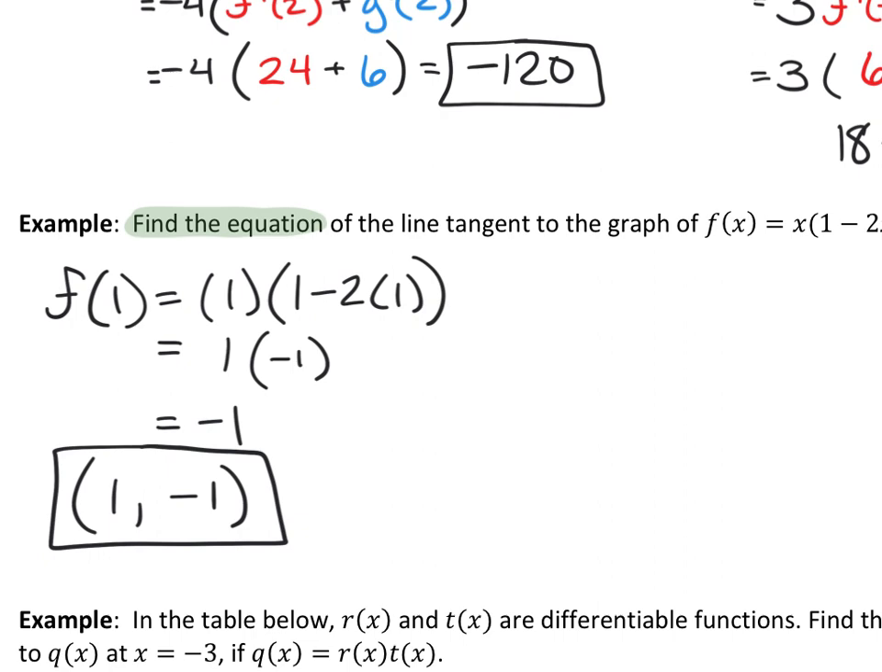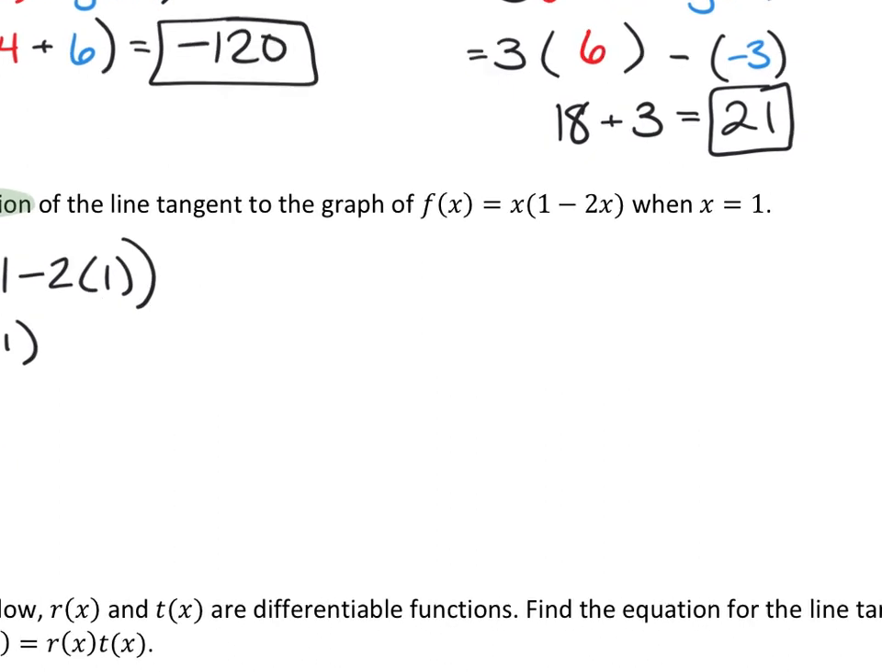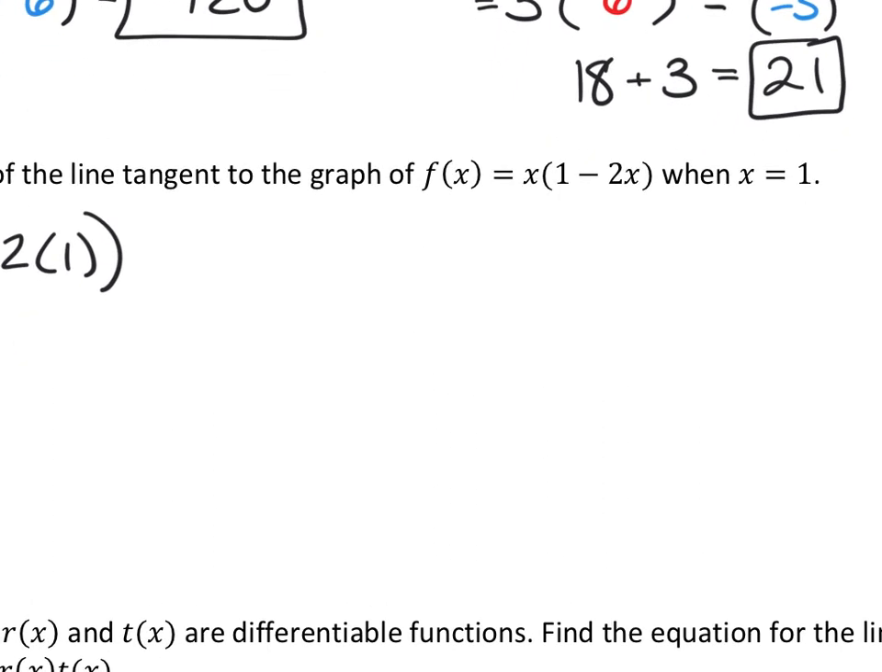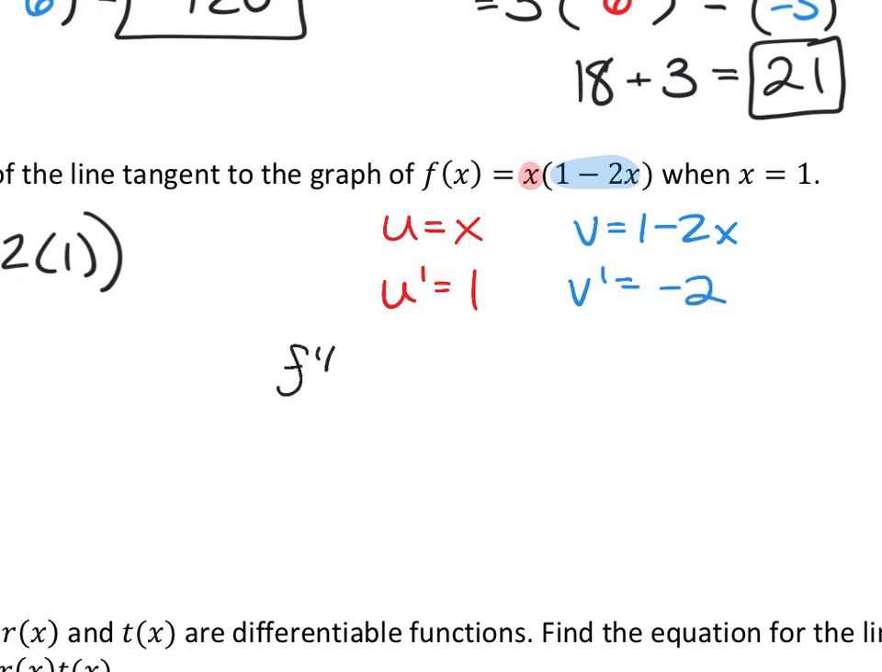When we go to find the slope, however, I'm finding the derivative. Now this is a product. We have x times 1 minus 2x. So when we go to find the derivative, we need to find u and v. Well, u is going to be x. V is going to be 1 minus 2x. What's u prime? 1. What's v prime? Negative 2.